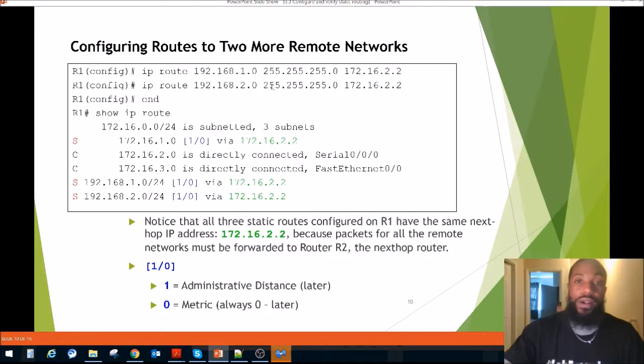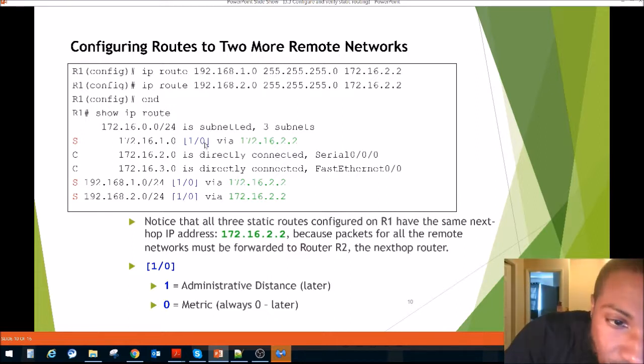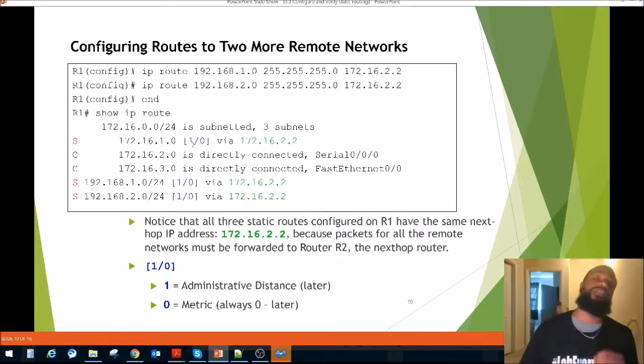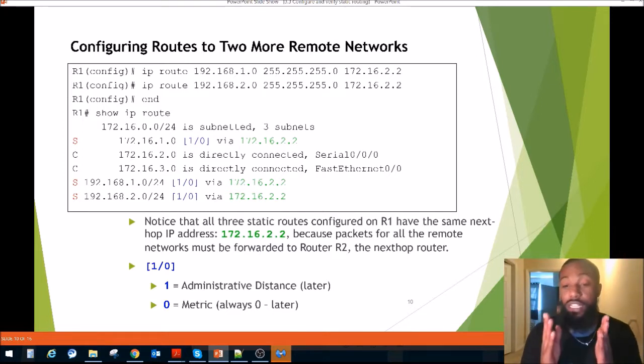This is configuring routes to 2 or more networks. You just basically type in each command. And if you notice here, you look at these routing tables, I used to get confused sometimes with these little numbers in here. Like the 1 right here is an administrative distance, right? So for a static route, the administrative distance is always 1. Because it's static, it's always 1. So that's a pretty good administrative distance.